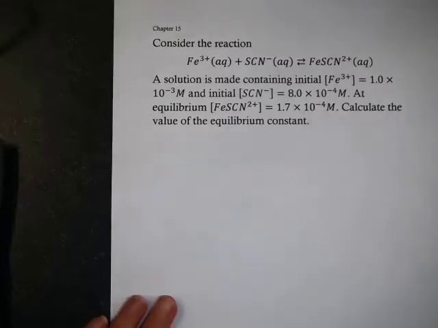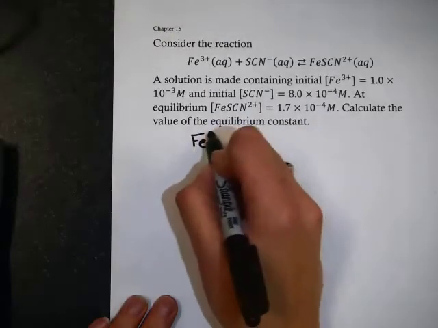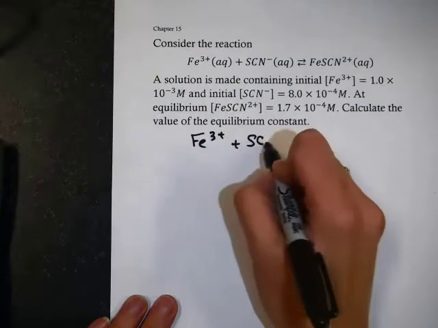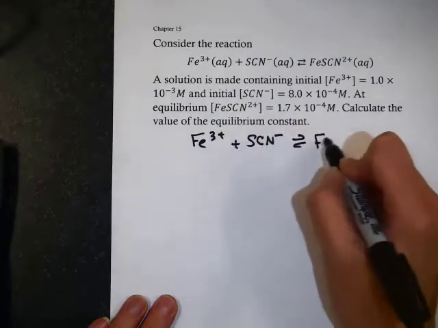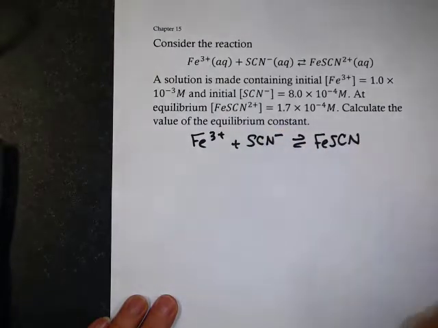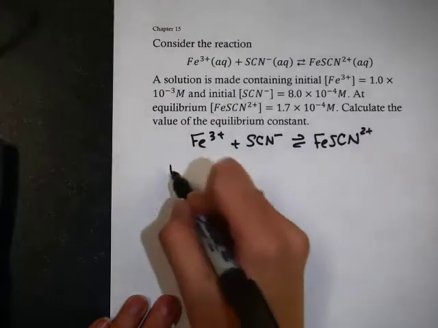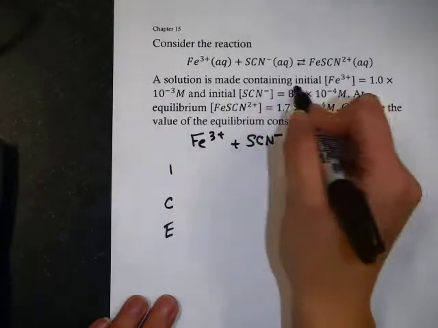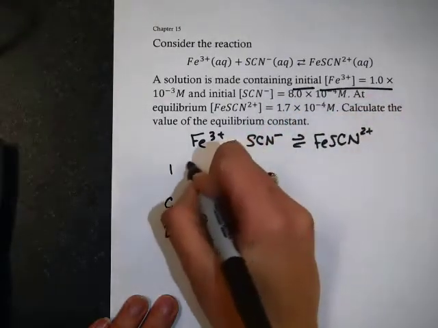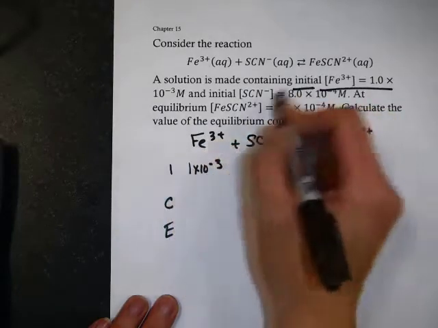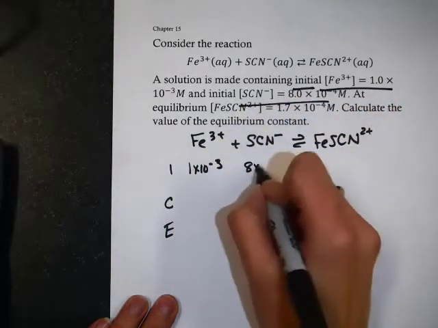For a problem like this, I see I'm given some initial information and some equilibrium information. I do need an ICE table for this. So I'm going to start by writing my balanced equation as the top of my ICE table, and then the ICE down the side for initial, change, and equilibrium. I'm going to take the initial information I was given and plug that in.